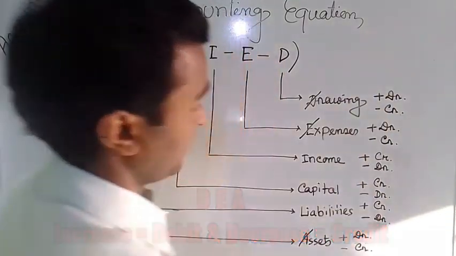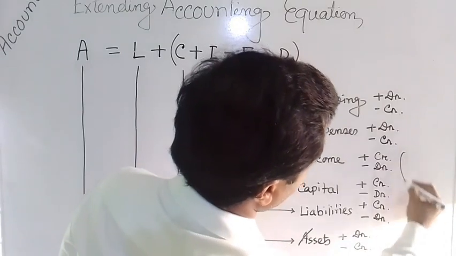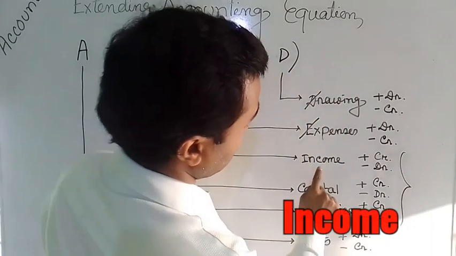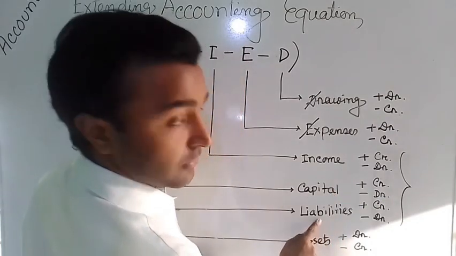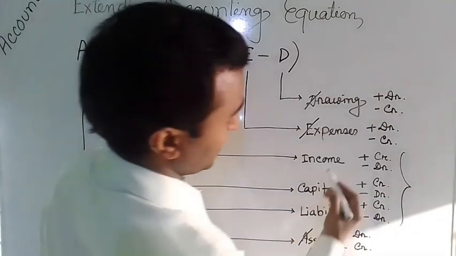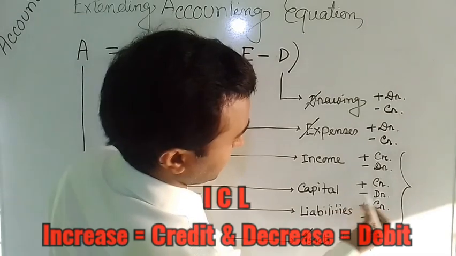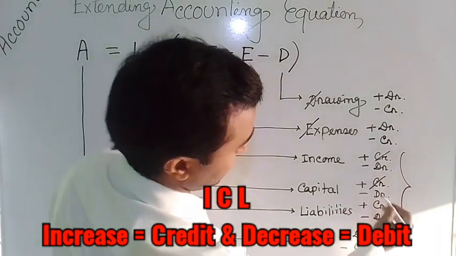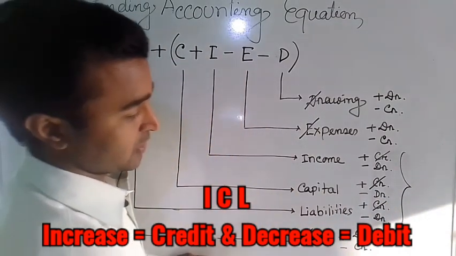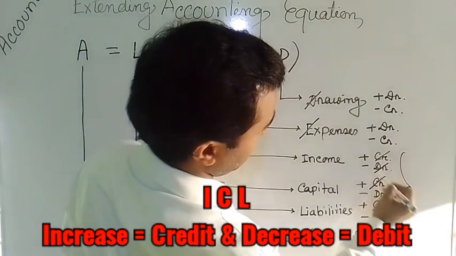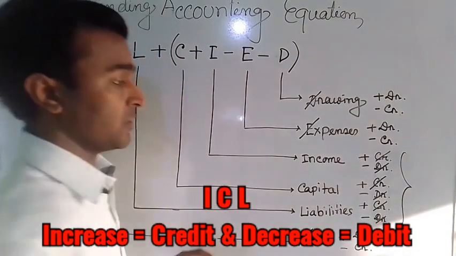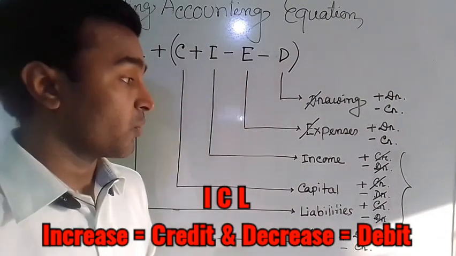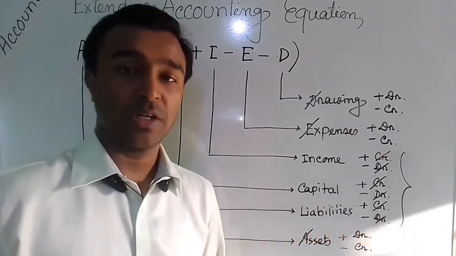And these three will be the alternative. What? Income, capital, and liabilities. When income increases, capital increases, and liabilities increase, then it goes to credit, credit, and credit. Absolutely the same. And the alternative will be debit, debit, debit. So you can easily identify, recognize, and memorize it with this short technique.